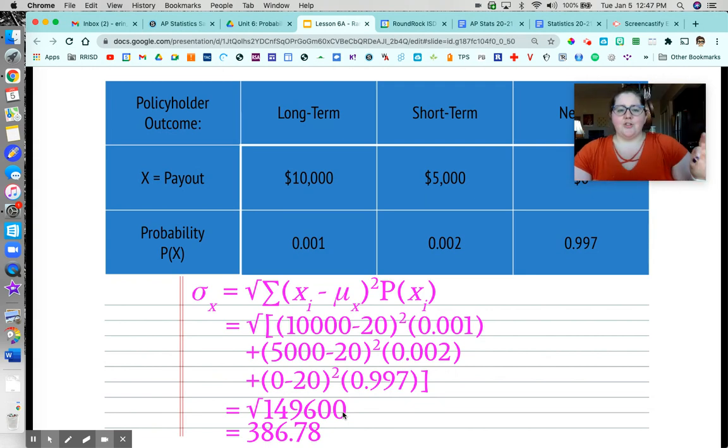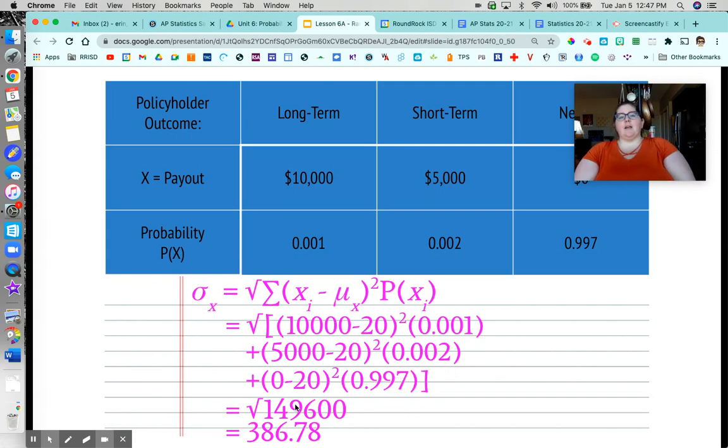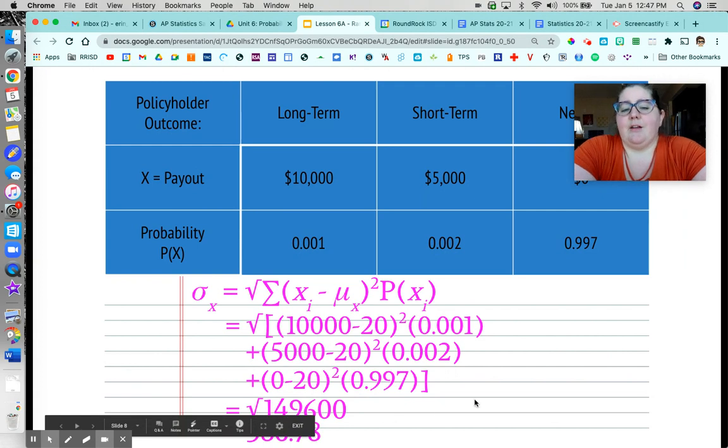As a little extra vocabulary, before we square rooted it, when I left it squared, that is the variance. And the variance is a very important thing that we will talk more about in the coming days. It's one of those things that we don't always use, but a lot of times it can make your life a little easier. It's kind of a midway step. So 386.78 is my standard deviation.